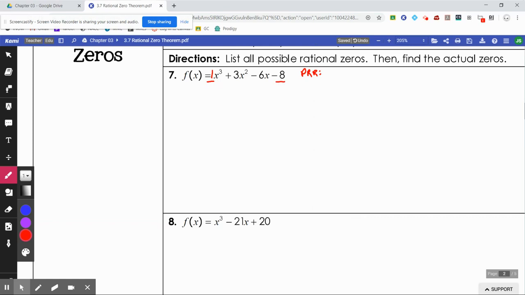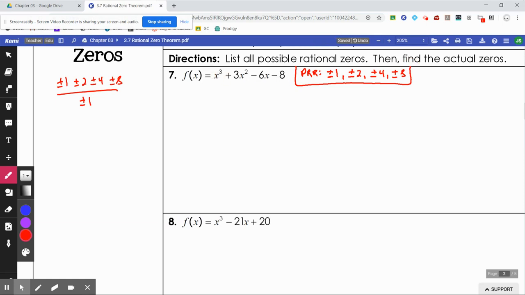Let's list them over here so we'll have more room. Positive negative 1, positive negative 2, positive negative 4, and positive negative 8 over all the factors of 1, which is positive negative 1. So our possible rational roots are every combination. Positive or negative 1, positive or negative 2, positive or negative 4, or positive or negative 8. So what we now have is a list of 8 possibilities for roots of this polynomial, rational roots.